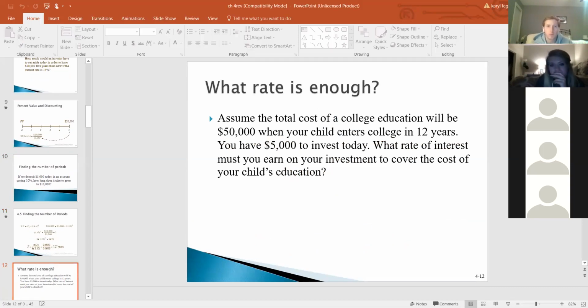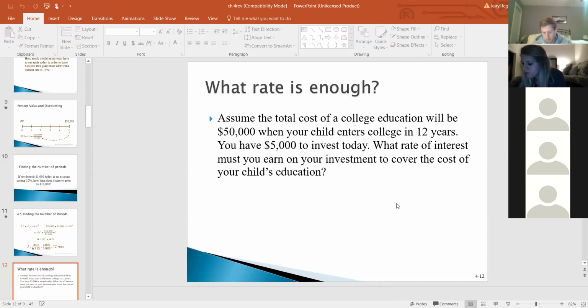Now, what if we know that we have a child going to college? It's going to cost $50,000 when they go 12 years from now. You have $5,000 to invest today. You're trying to find the rate. So again, this is a rate problem. On your calculator, you can go ahead and do this problem. Remember, you're going to invest $5,000 today, so that's a negative present value to bring in a future value, and you're solving for the rate.